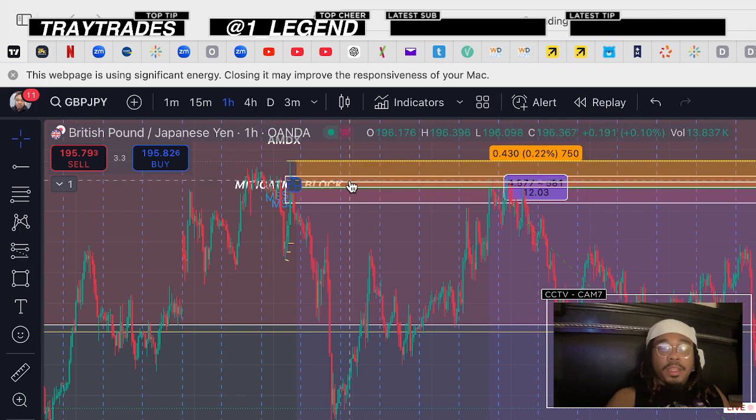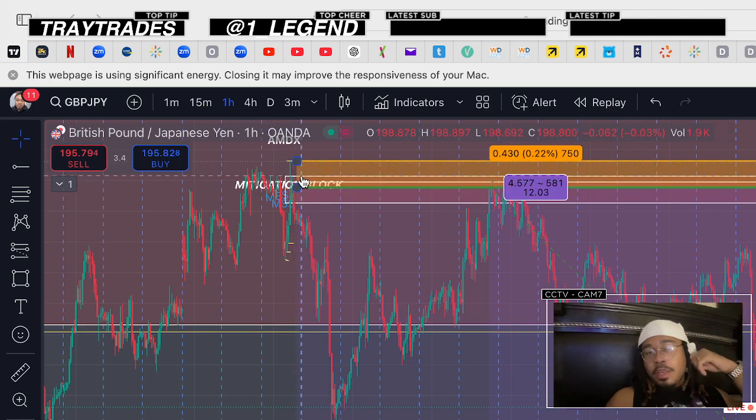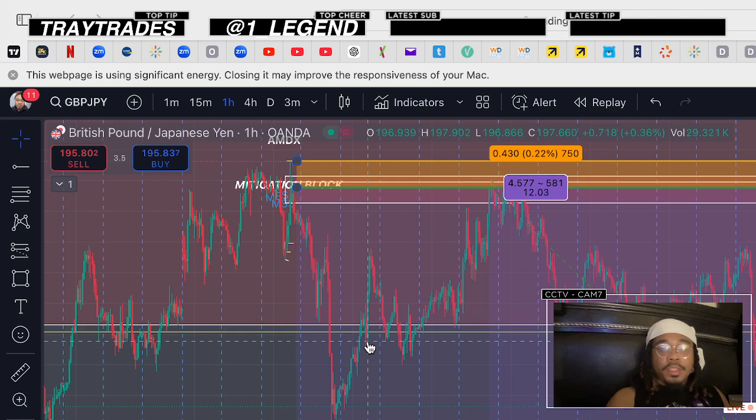You saw what happened when a mitigation block gets hit and it's respected, because price really didn't blow past it, but you would have got stopped out. So I think it's best to just go ahead and take this high right here, the high of the day, and just let price ride from there, because once you look at this as a whole, you're not missing a whole lot.